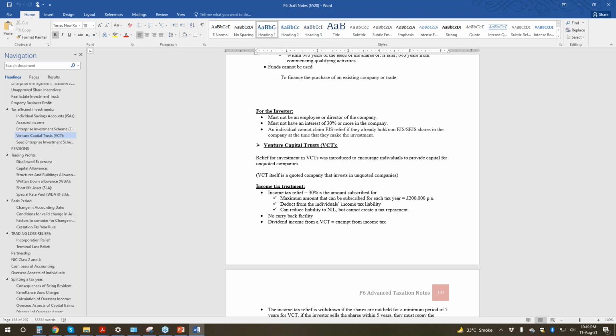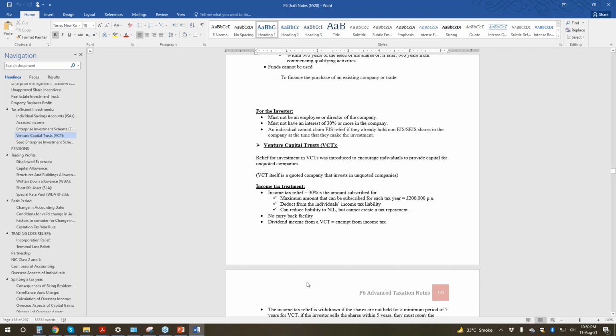Now, obviously, because you have invested in shares, the return you're going to get is in the form of dividends. If you are getting dividends from EIS, they will be taxable like normal dividends. However, if you are getting dividends from VCT, they will be exempt from income tax. So this is an added advantage of VCT: you get the reducer, same as on EIS, but on VCT you also get the exemption on dividends.